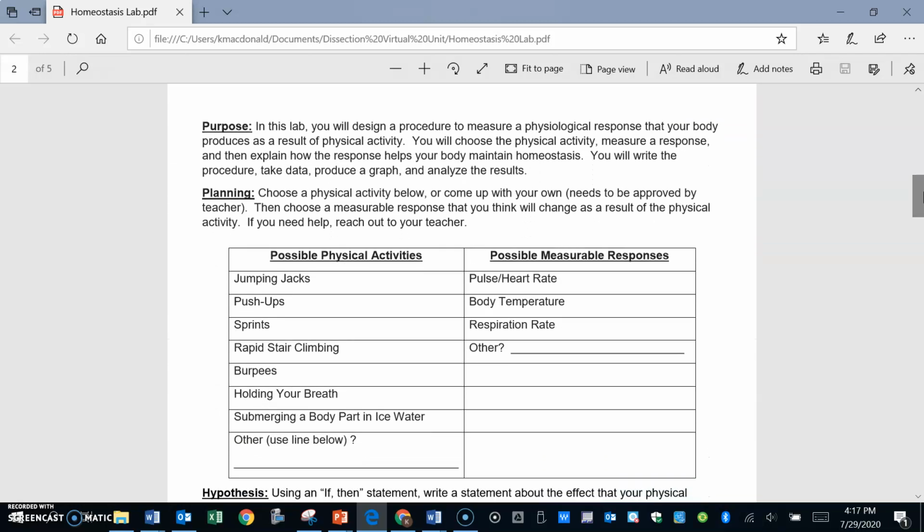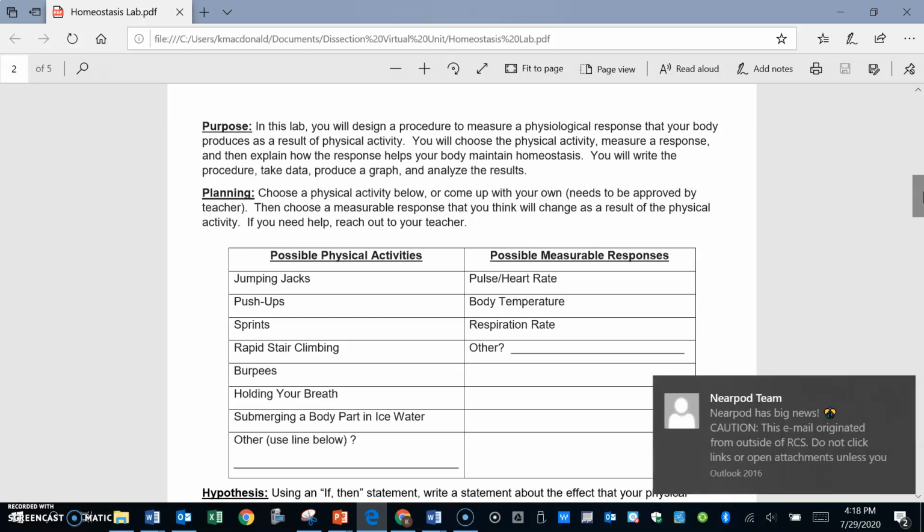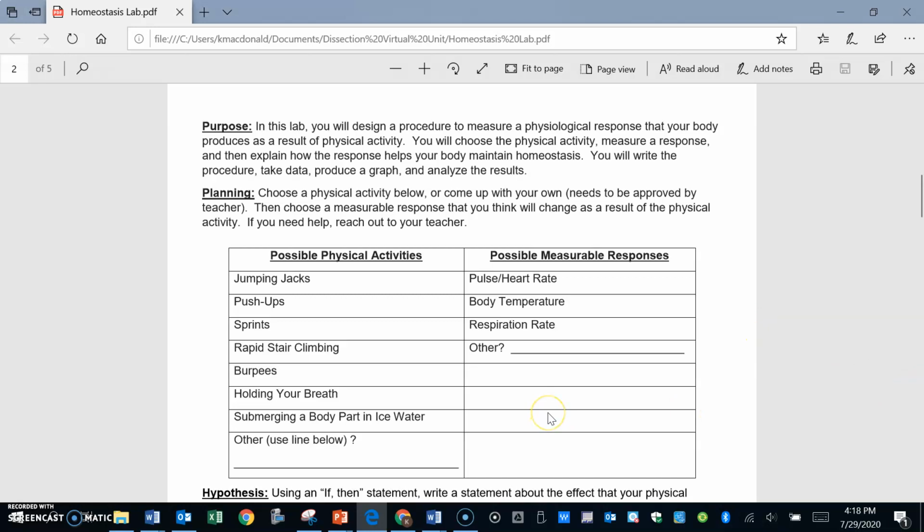The purpose of this lab is that you're going to design a procedure to measure a physiological response that your body produces as a result of physical activity. You're going to choose the physical activity. If you look down, there's a chart for you. You're going to measure a response and then explain how the response helps your body maintain homeostasis. And you're going to write the procedure, take data, produce a graph, and analyze the results.